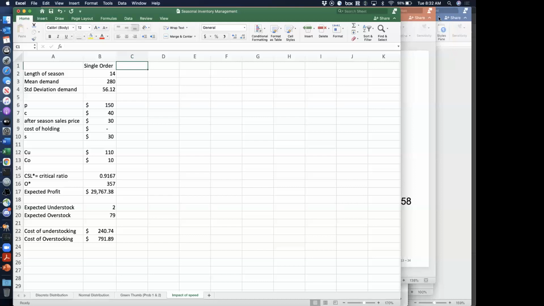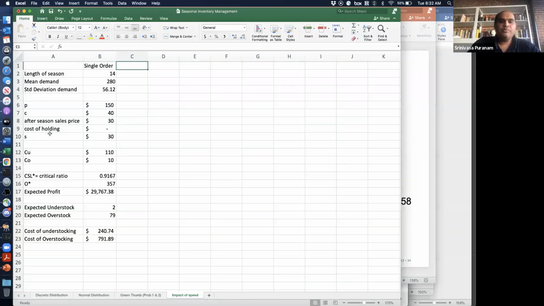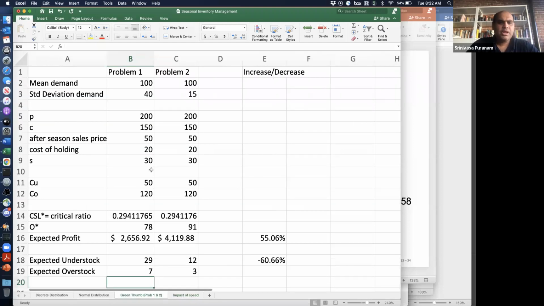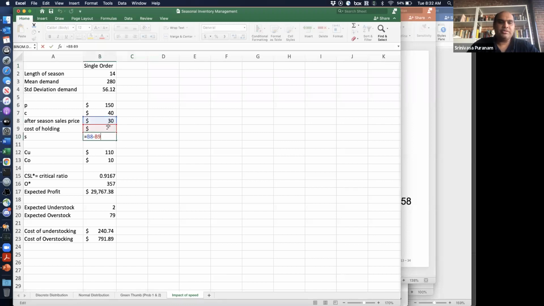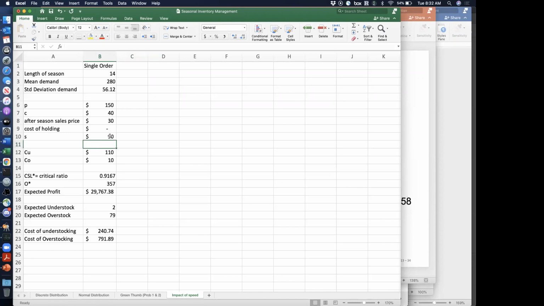I just had a quick question. Is the after season sales price always going to be the same as the salvage value? No. Sometimes you might have a holding cost. In a couple of examples that we did, I think with the Green Thumb, this was an example from the first two problems from the textbook, there could be a holding cost. So in this case, we'll say that the salvage value is the difference between the after season sales price and the holding cost. In this case, there is no holding cost. And the problem will tell us what those costs are.